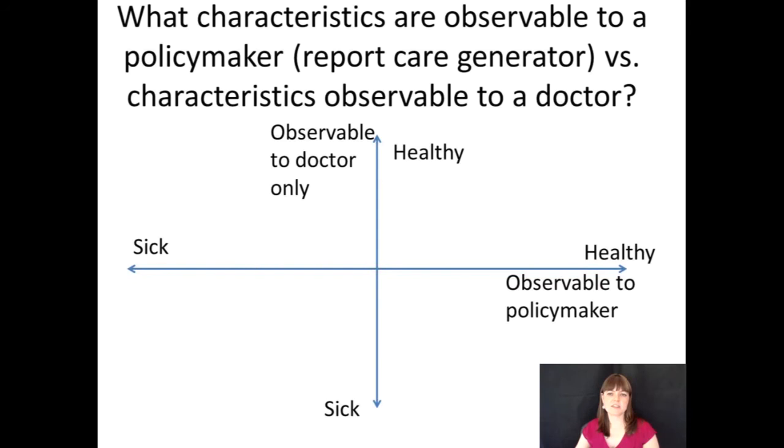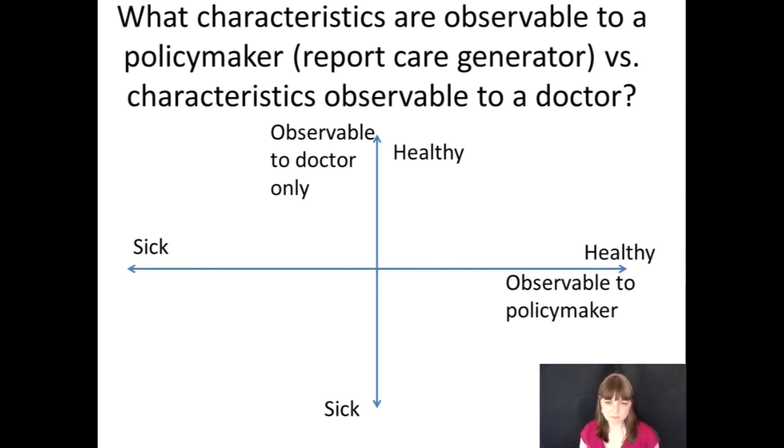Okay, so imagine this graph where on the x-axis we have health status that's observable to the policymaker or to the person who's putting out the report cards. All they know is death rate. They maybe know the list of the patient's illnesses. They know age, gender. They know these very easily measured, reportable things. That's what's in their data set. That's how they come up with the risk adjustment score.